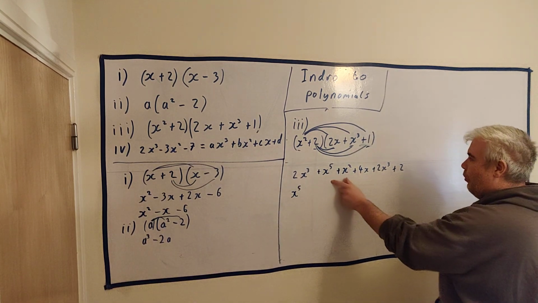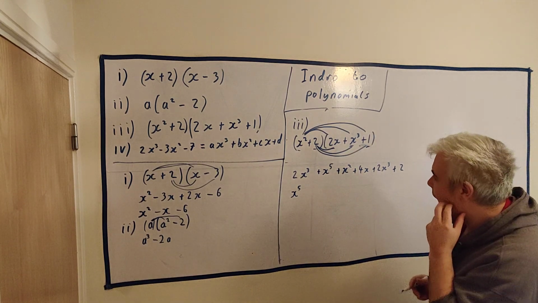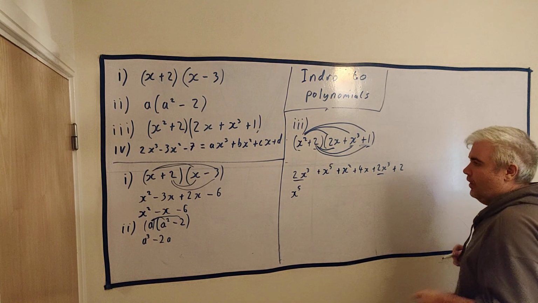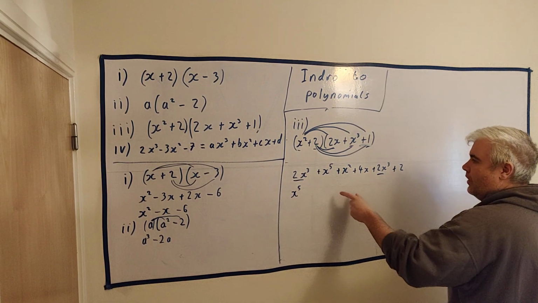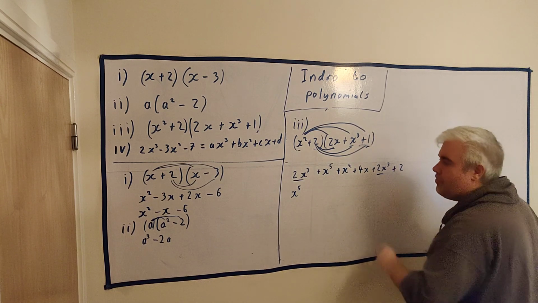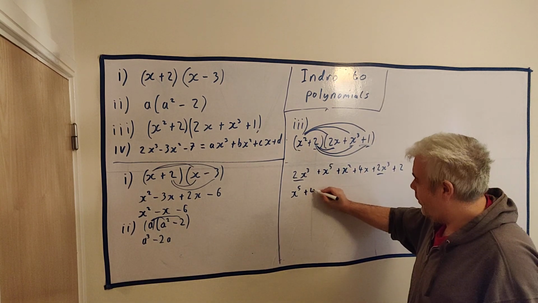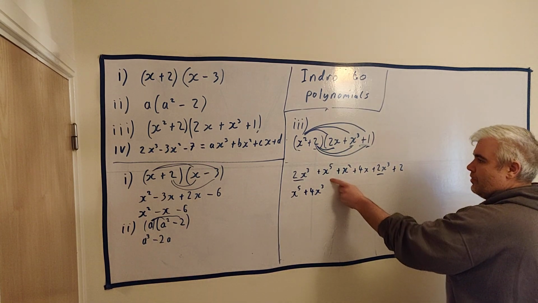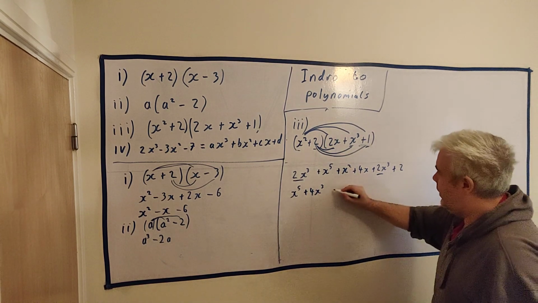X to the power of 4. No, there's none of them. X to the power of 3. There's one and there's another. What have we got? 2x to the power of 3 plus 2x to the power of 3 gives us 4x to the power of 3. Okay, x squares. Just one.